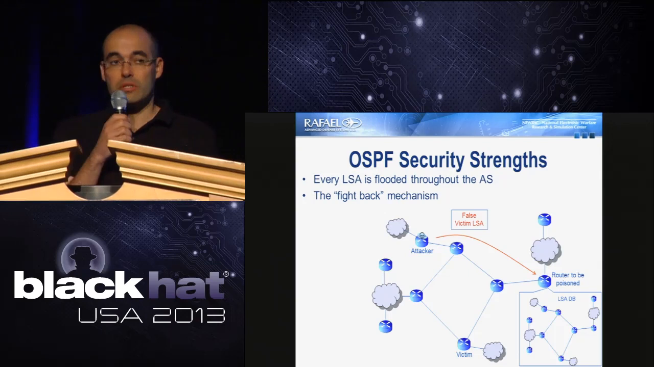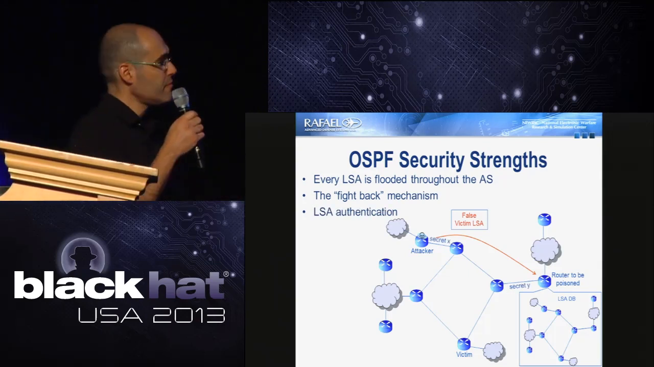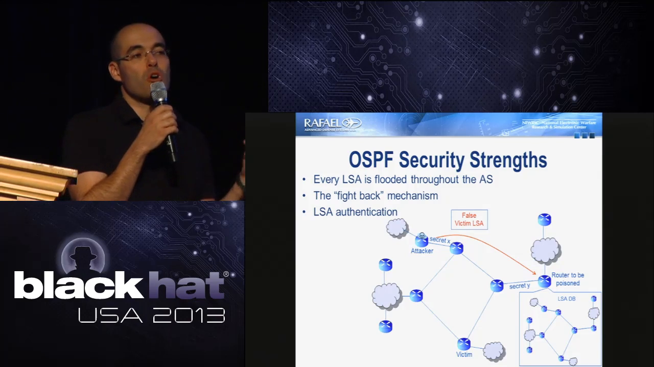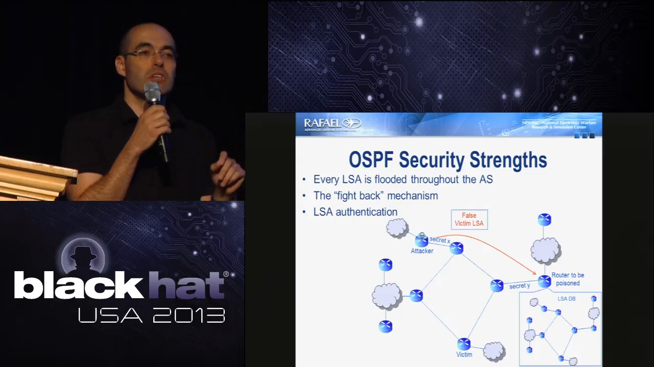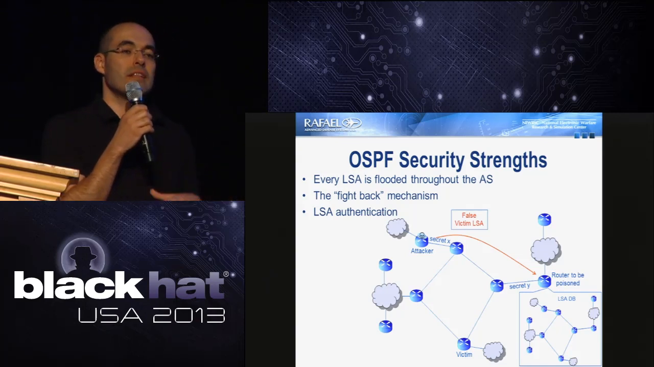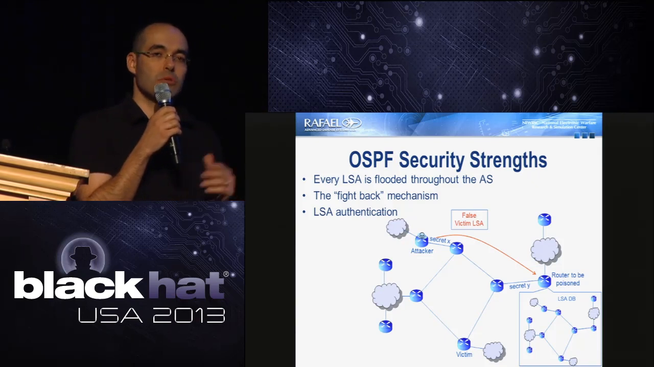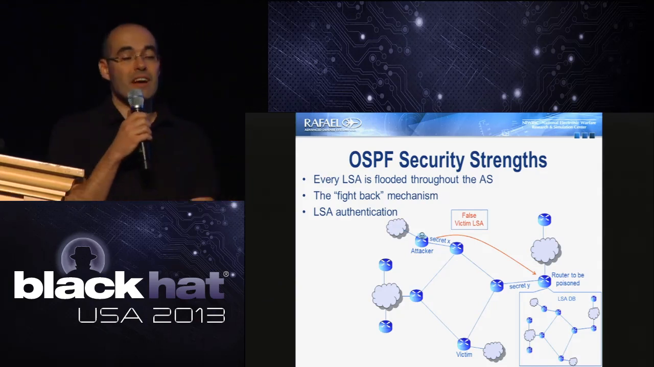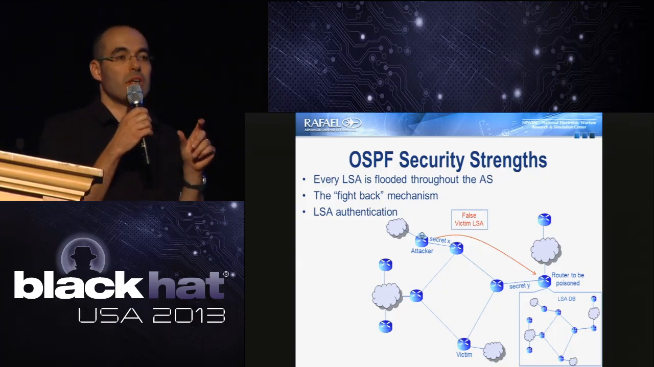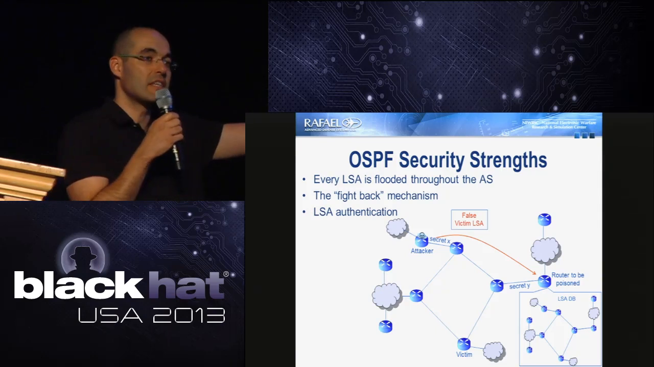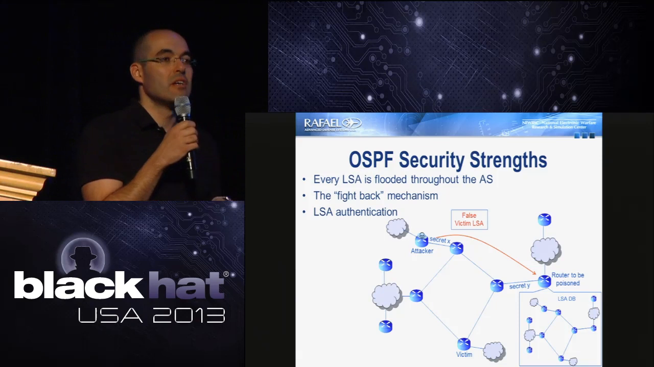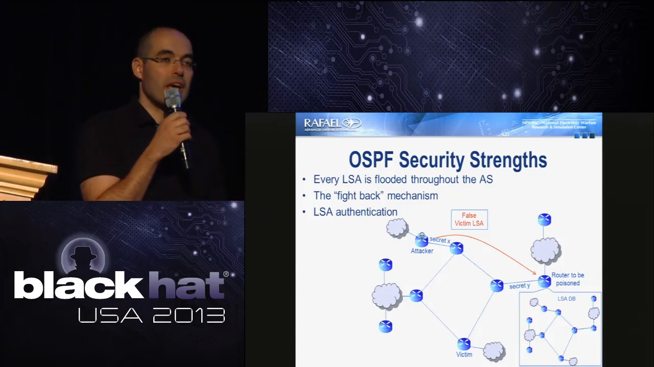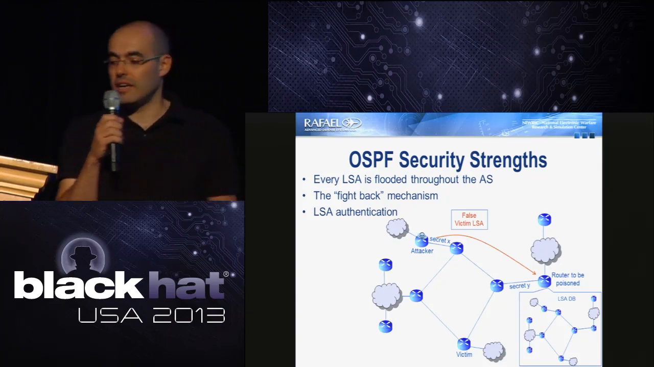Now here comes another security strength of OSPF, which is LSA authentication, which means that every link in the autonomous system is associated with a secret, which is shared among all the routers directly attached to this link. And these routers use this secret in order to authenticate the LSAs they exchange among themselves. In our example, the attacker knows the secrets of all the links that are directly attached to it. In this example, secret X, but he doesn't know the other secrets, for example, secret Y. So this means that the router to be poisoned will not be able to authenticate the false LSA advertised by the attacker, and it will simply be discarded.